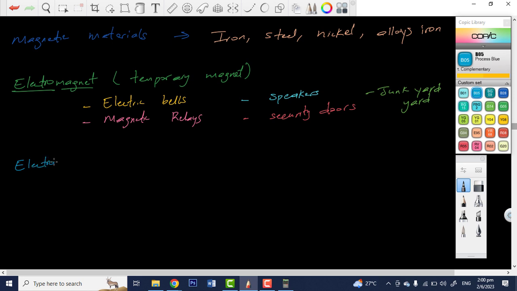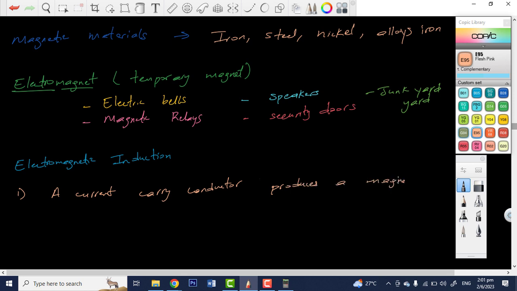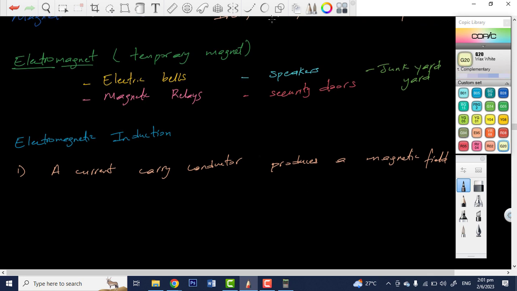Now we also need to know about electromagnetic induction. So we need to know that a current carrying conductor produces a magnetic field around it. So a current carrying conductor will produce a magnetic field around it.